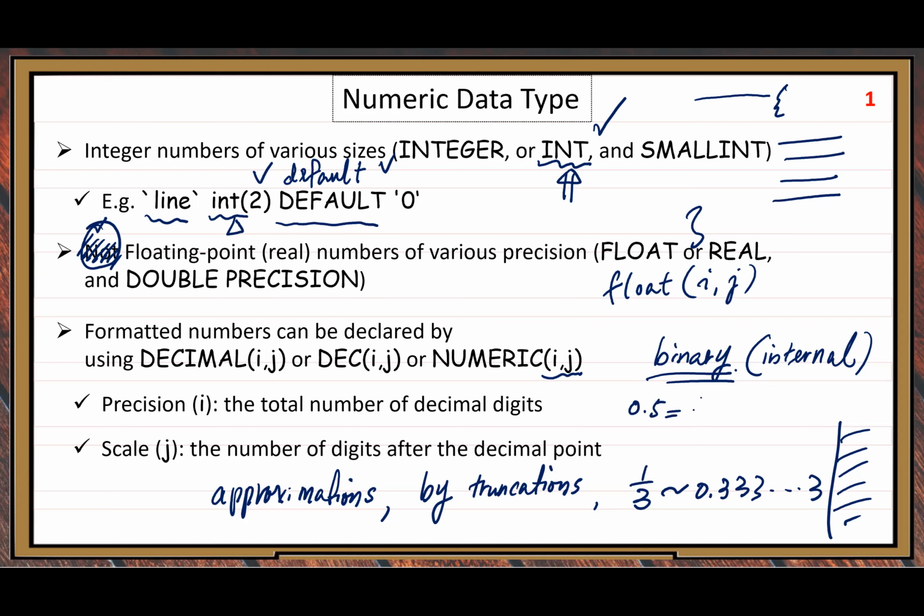0.5 is equal to 1/2. The denominator is a power of 2, so you can use your binary representation to represent this precisely. 1/2 is 0.1 after the decimal point. Similarly, 0.25, 1/4, you can represent it precisely after the decimal point. That's the binary representation.